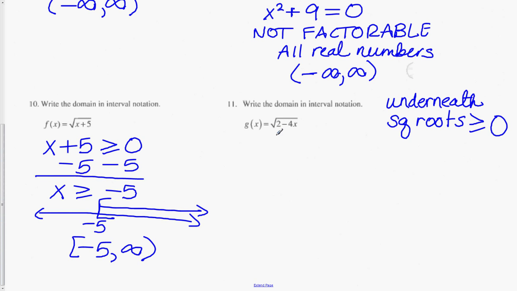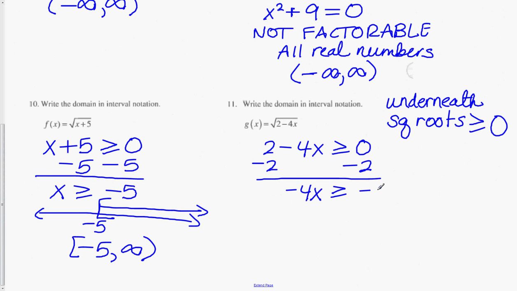So let's do the same thing for this next one. And notice they use g of x on this one. Remember I told you you could use g of x as a function notation. All right, so let's take the underneath and set it greater than or equal to 0, and then solve it for x. I'm going to subtract 2 from both sides, and I'm going to have negative 4x greater than or equal to negative 2. I'm going to divide both sides by negative 4. And what's going to happen to my inequality when I divide by that negative? It's going to flip to a less than or equal to. And then negative 2 over negative 4 reduces to 1/2, and it's positive.